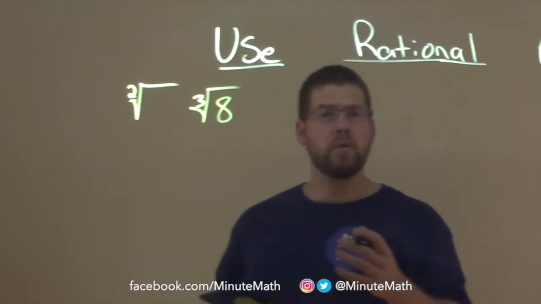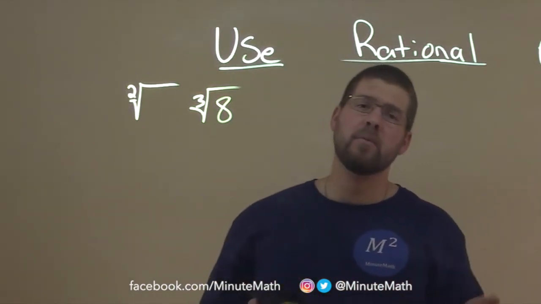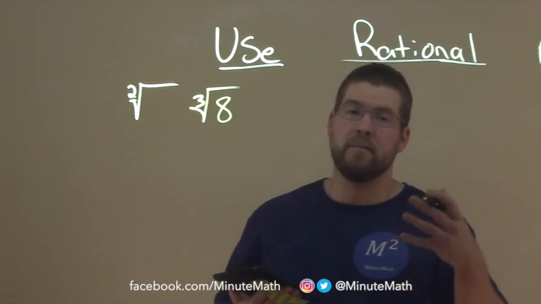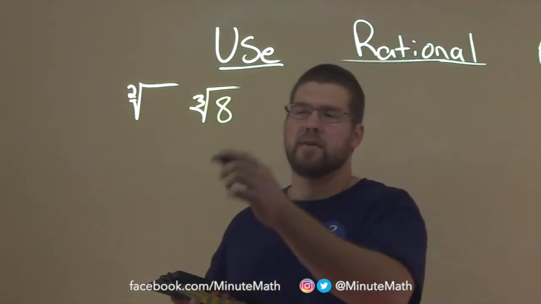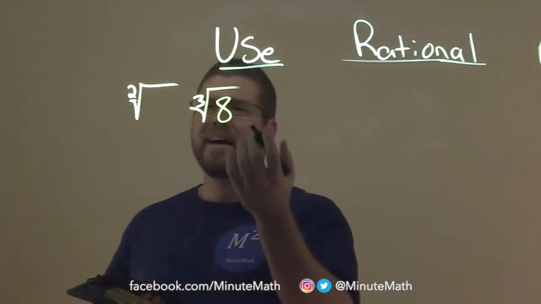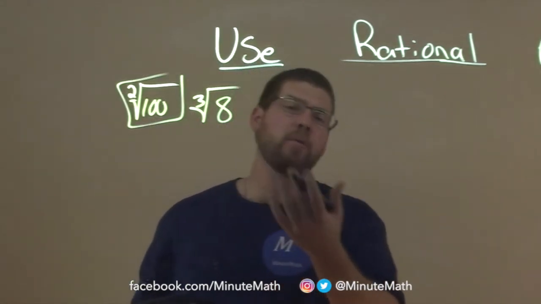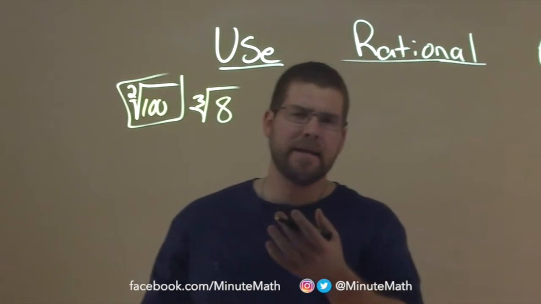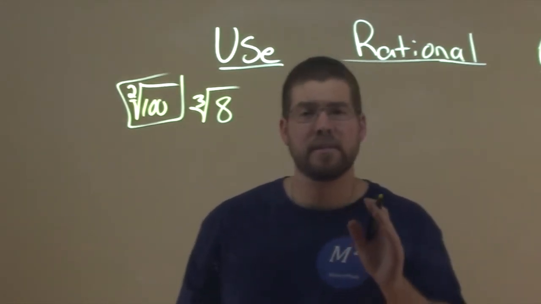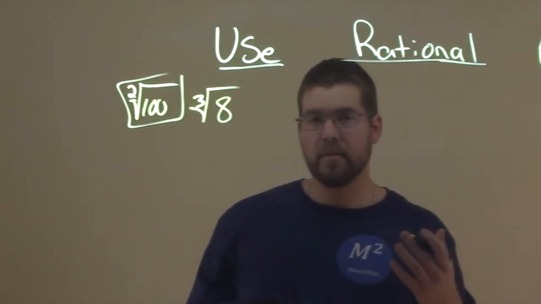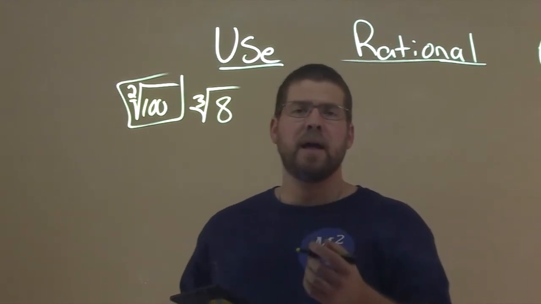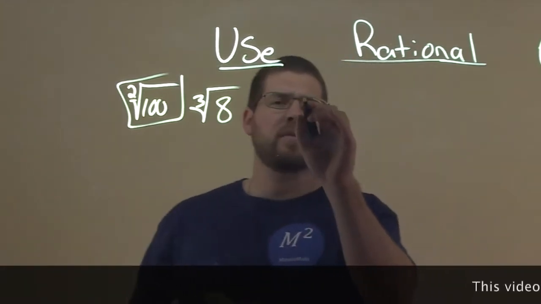Well, before, square root was really asking ourselves what number times itself, really being squared, is equal to, let's say, the inside. And so we had stuff like the square root of 100, and that would be 10. Well, what about 8 here? This is what number times itself 3 times is equal to 8. And that's really going to be, well, it's asking this, right?